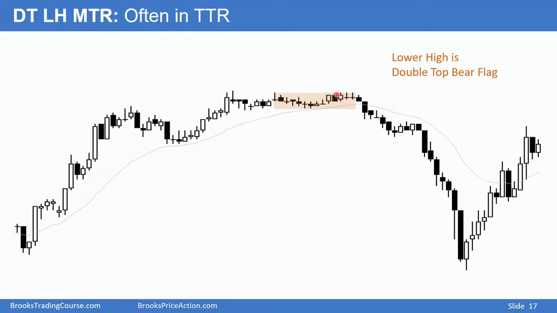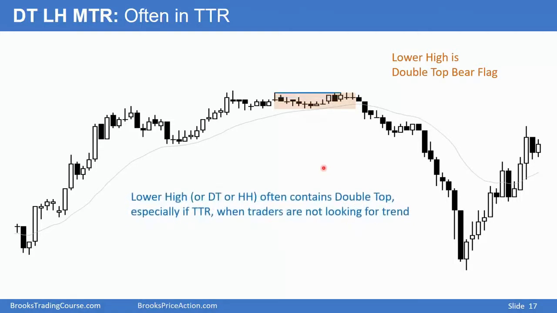However, whenever you see a double top in a tight trading range after a possible top, you have to be thinking that this tight trading range might be a major trend reversal. You could say the bear trend began here since this is the high of the entire move, and that would make this a double top bear flag. So an early bear trend and then a double top bear flag. I view it as a double top lower high major trend reversal.